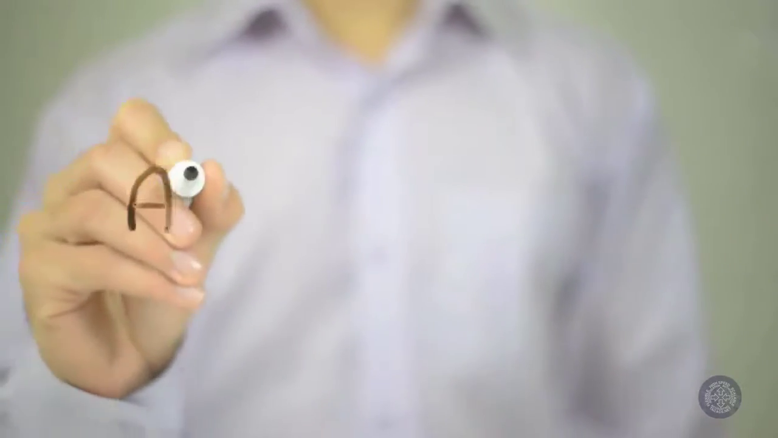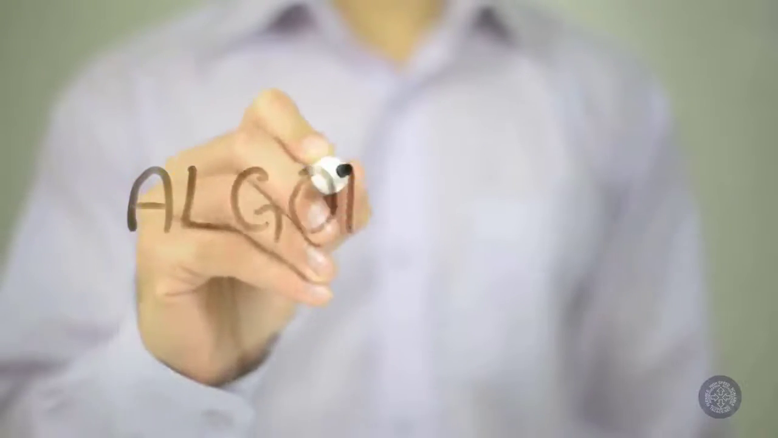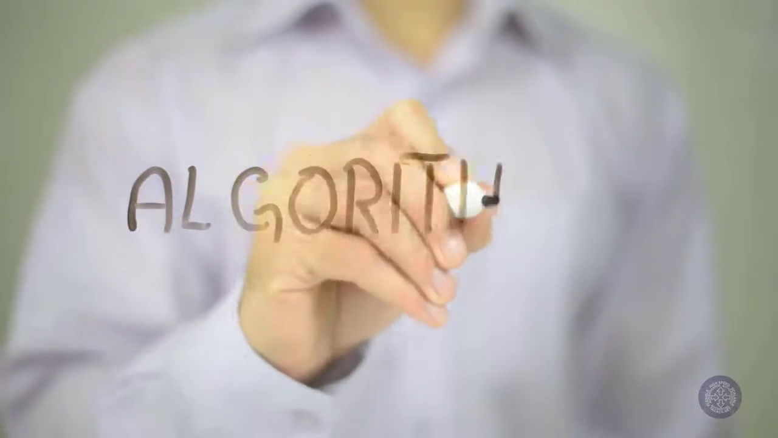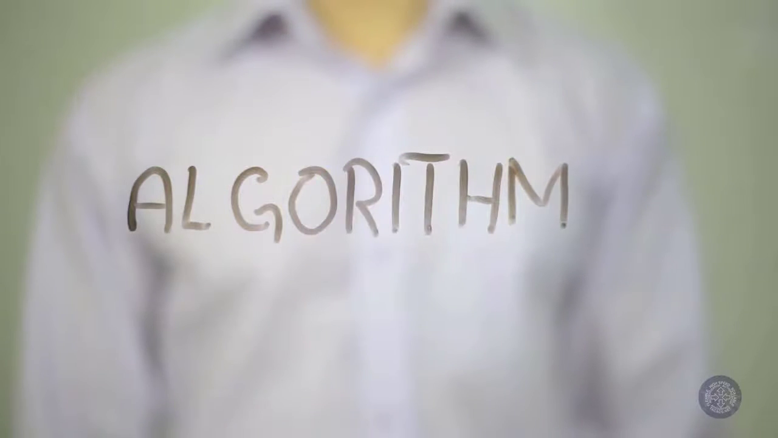There are two different algorithms to choose from for your OTP generator, time-based, or TOTP, or counter-based, or HOTP. The H stands for hash-based message authentication code.